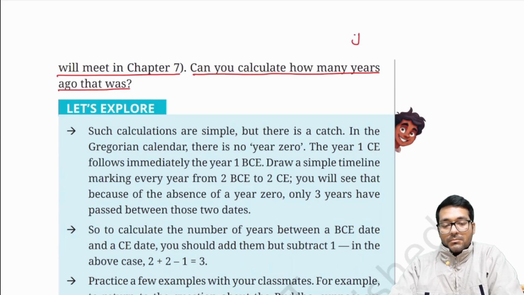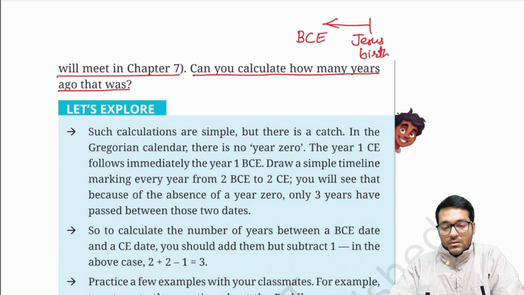The overall summary is here. Jesus' birth is taken as reference. Before Jesus' birth, the years are written in BCE or before Common Era, and after Jesus' birth, the years are counted as CE, that is Common Era, sometimes written as AD.